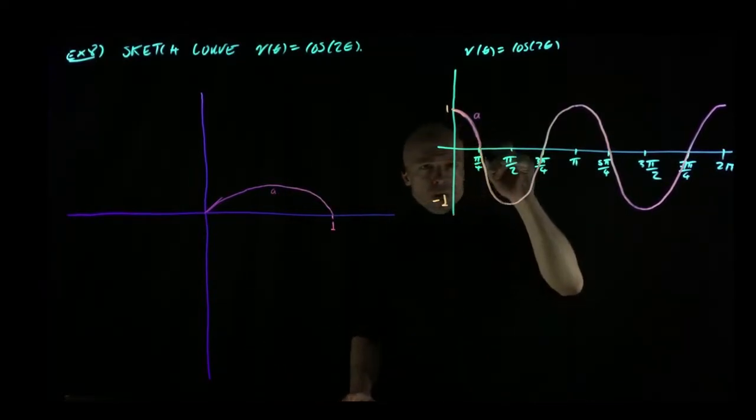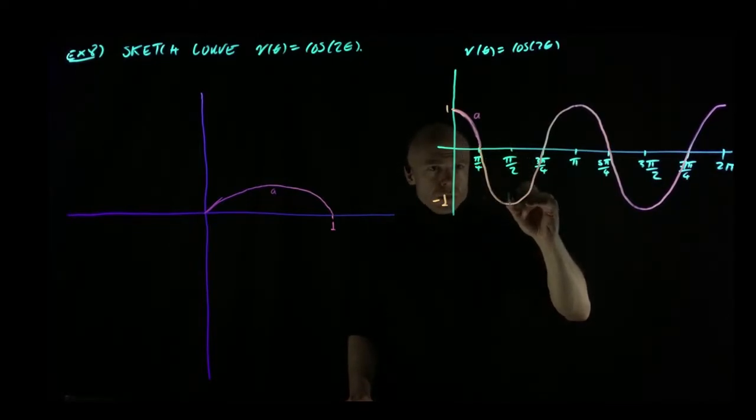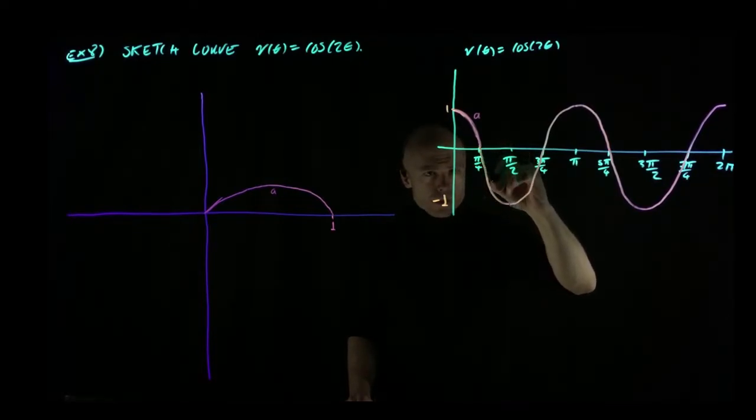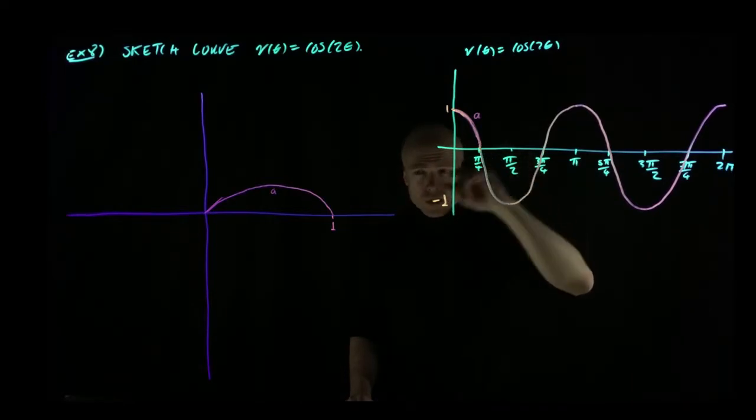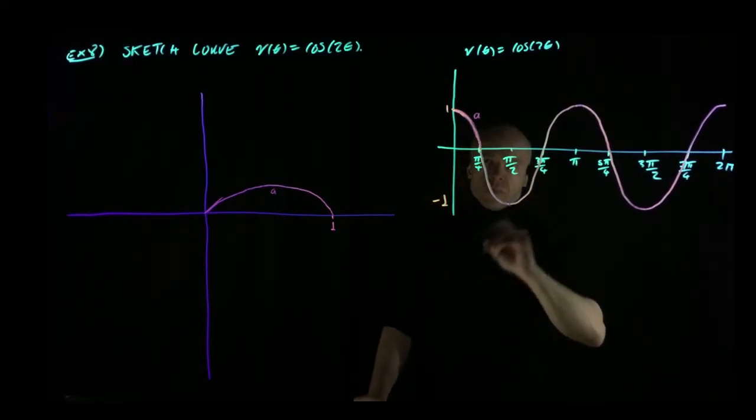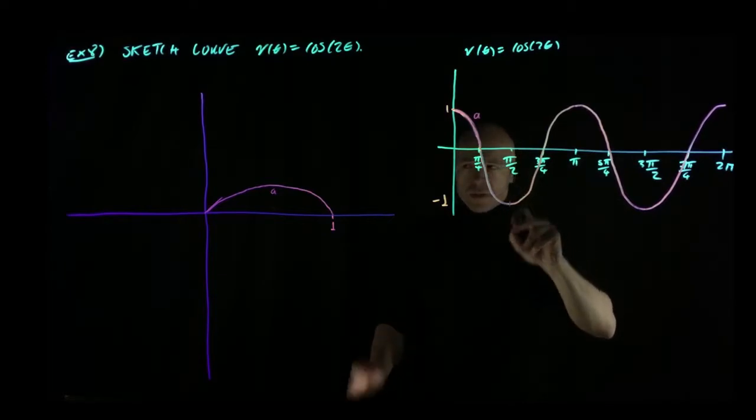Okay, let's do the next part. So now we're going from pi over 4 to pi over 2. So it's this part in blue. I hope these colors are visible to you guys.